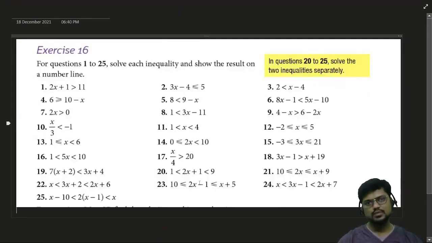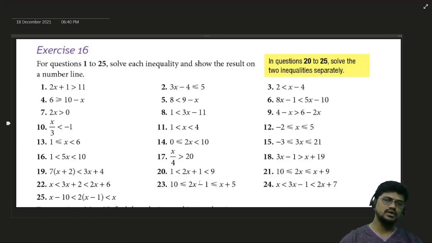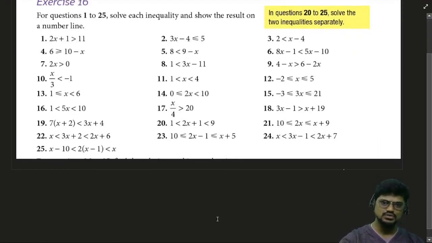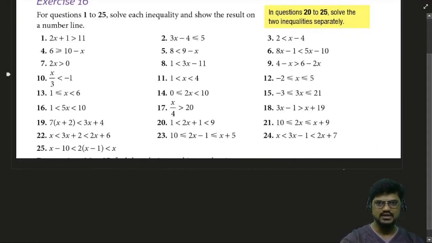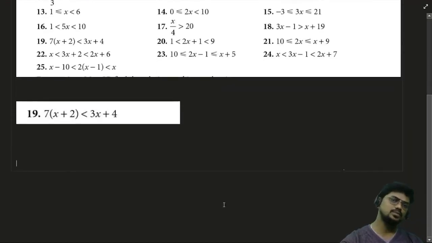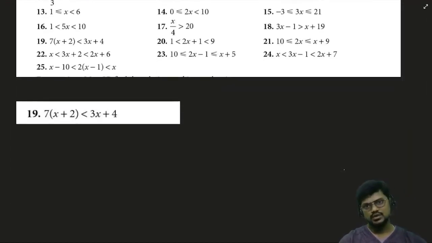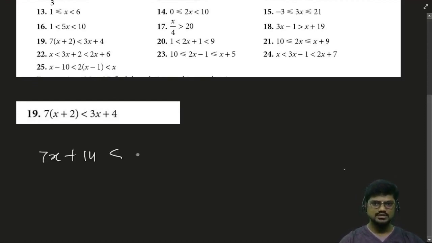Now, if you have to plot this inequality on a number line, suppose I want to solve this 19th problem, and I have to plot it also on the number line. So what you have, 7x plus 14 will be less than 3x plus 4.